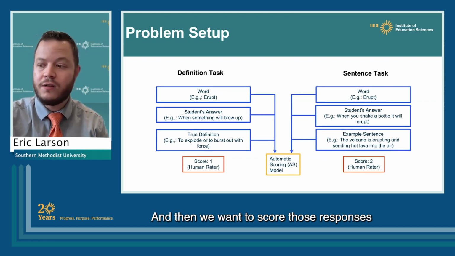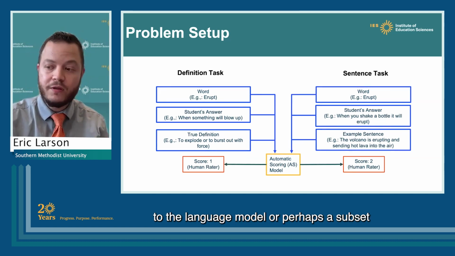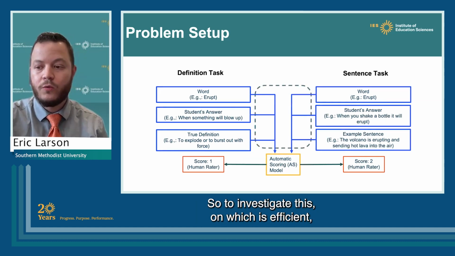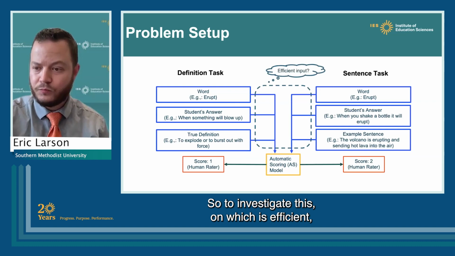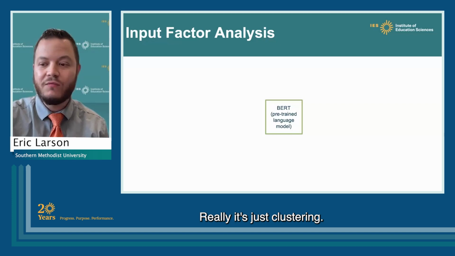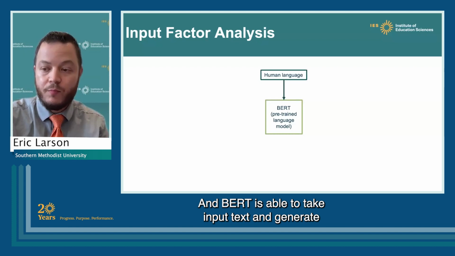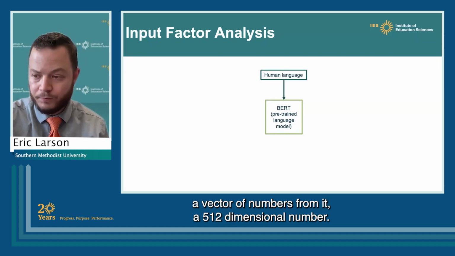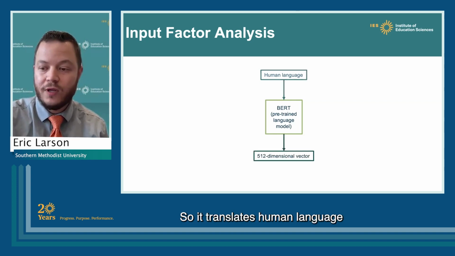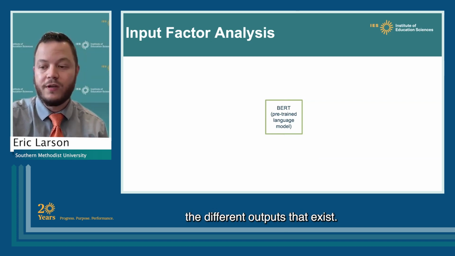And then we want to score those responses using machine learning. So should we provide all of these inputs to the language model, or perhaps a subset of these would actually be sufficient for learning? To investigate which is efficient, we want to use an input factor analysis. Really, it's just clustering. The language model that we want to use is called BERT, and BERT is able to take input text and generate a vector of numbers from it, a 512-dimensional vector. So it translates human language into a 512-dimensional representation such that we can cluster the different outputs.